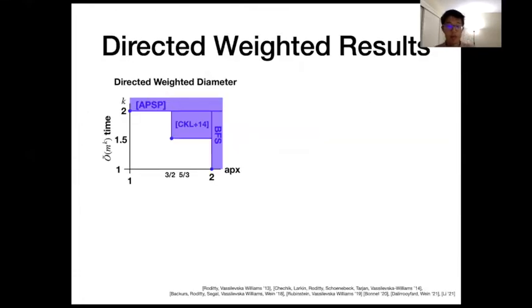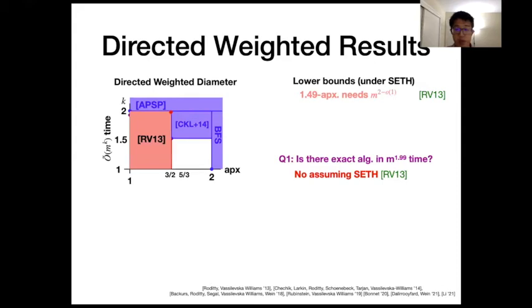Okay, so now let's talk about some of these hardness results. We'll first look at directed weighted graphs, and then we'll move on to directed unweighted graphs. Remember, for directed graphs, these are the best known algorithms. The first thing we could ask is: is there a faster exact algorithm? It turns out the answer is no, assuming SETH. This result shows that you can't do better than, in fact, a 1.5 approximation in subquadratic time.